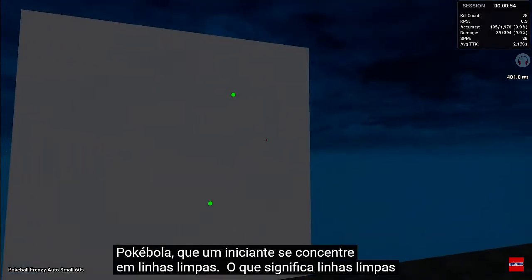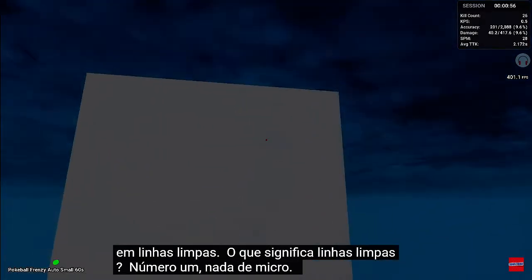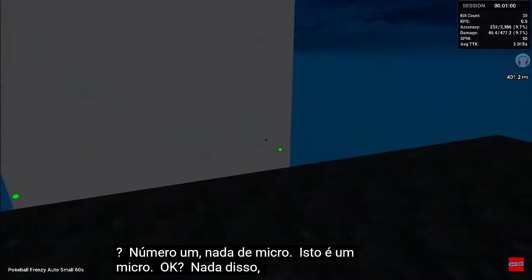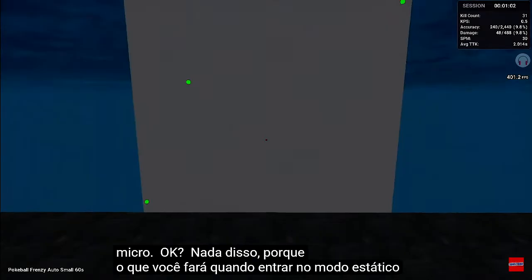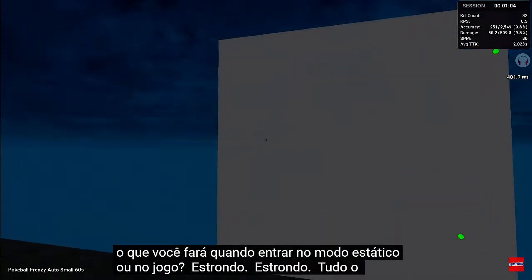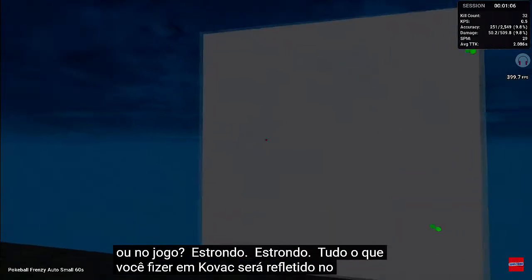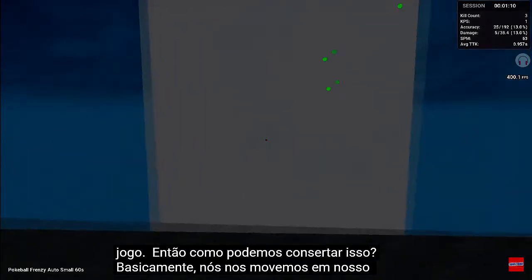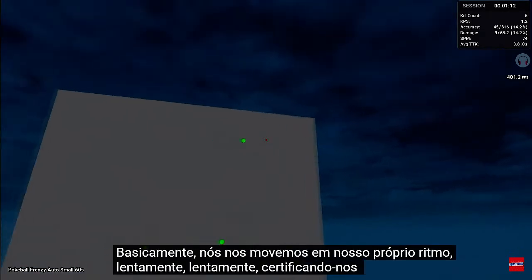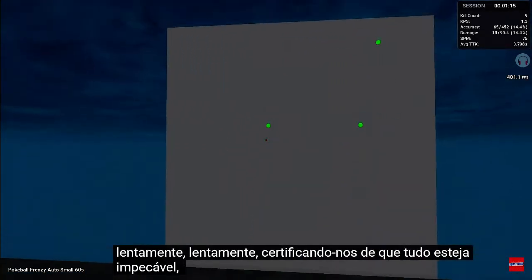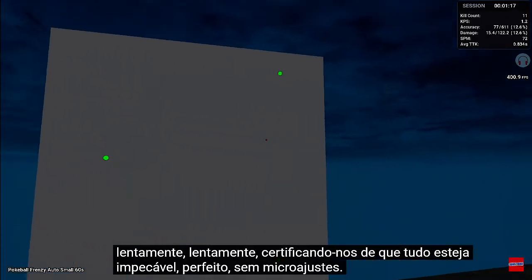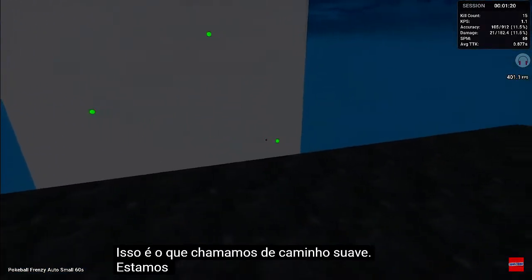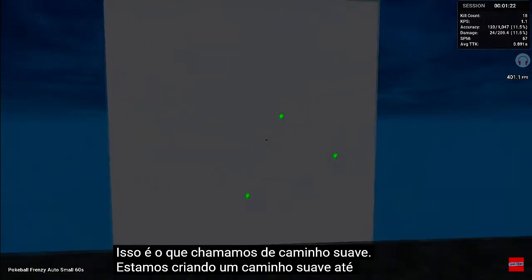What does clean lines mean? Number one, no micro. This is a micro. Okay? None of this stuff. Because what will you do when you go into static or go into game? Boom, boom. Whatever you do in Kovaaks will come off in game. So how do we fix this? We essentially move at our own pace, slowly, making sure everything is flawless, perfect, no micro adjustment. This is what's called smooth pathing. We're creating a smooth path to the target.